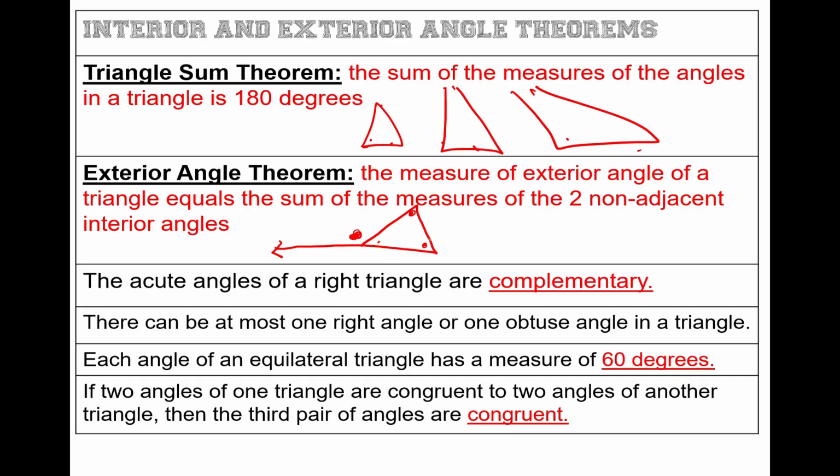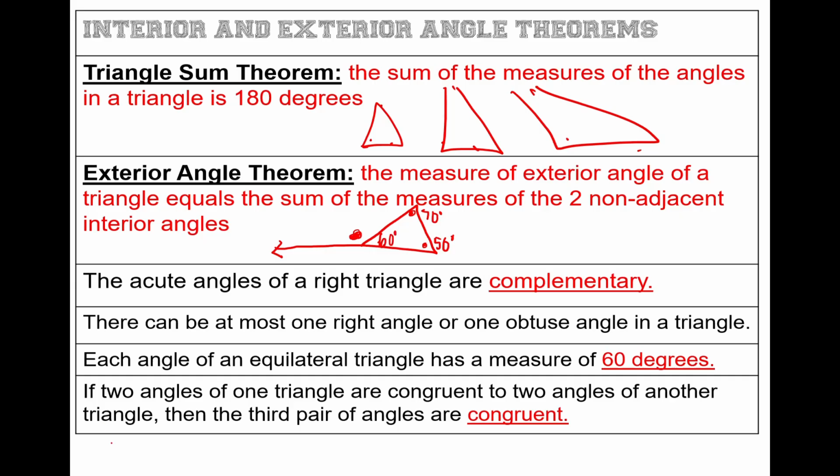So if we look at those 2 non-adjacent interior angles, let's give them some numbers. Let's just pick some easy acute angle measures. So let's say this one's 50 degrees and this one is 70 degrees. From what we know about triangle sum theorem, all 3 angles in a triangle have to add up to 180. So if we take 180 minus 70 minus 50, we should be left with 60 degrees.